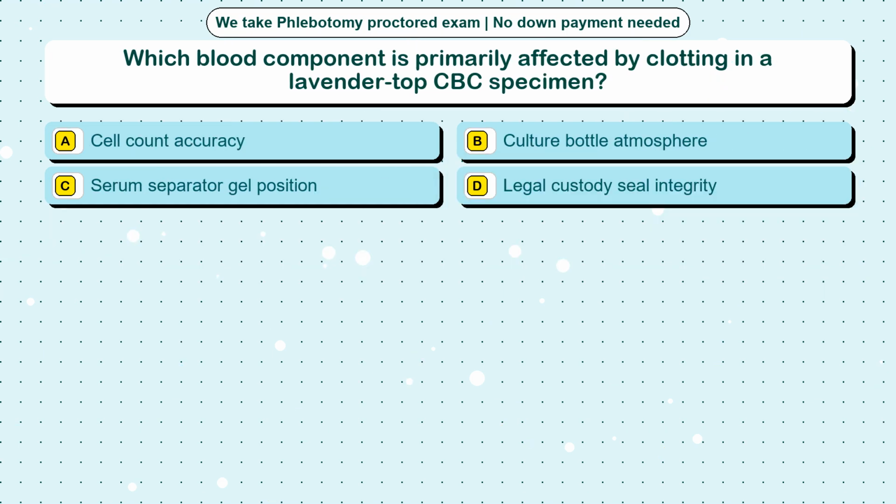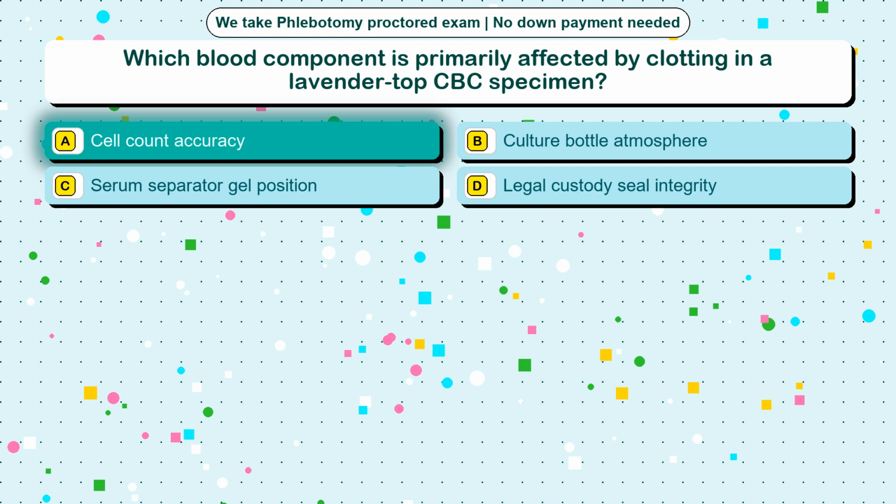Question 59. Which blood component is primarily affected by clotting in a lavender top CBC specimen? Option A. Cell count accuracy. Option B. Culture bottle atmosphere. Option C. Serum separator gel position. Option D. Legal custody seal integrity. The correct answer is option A.